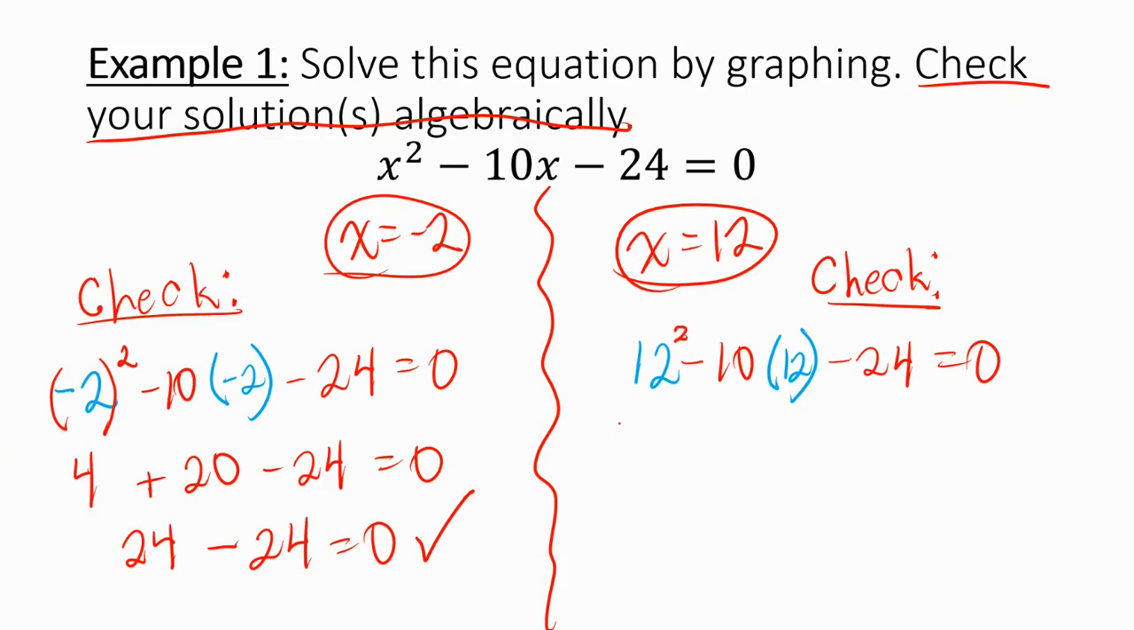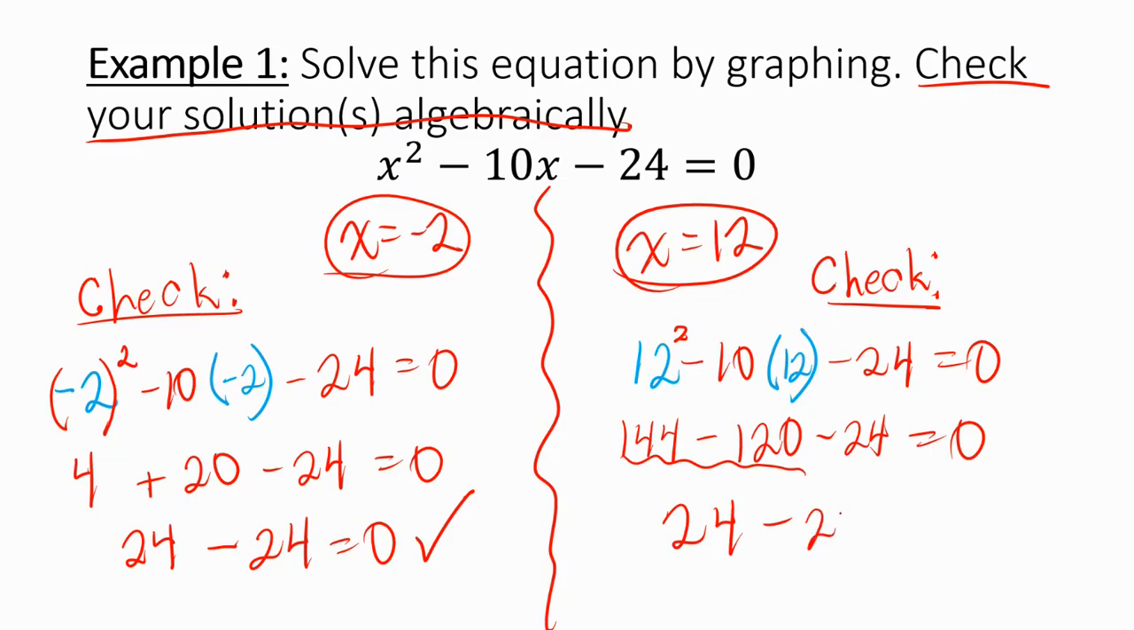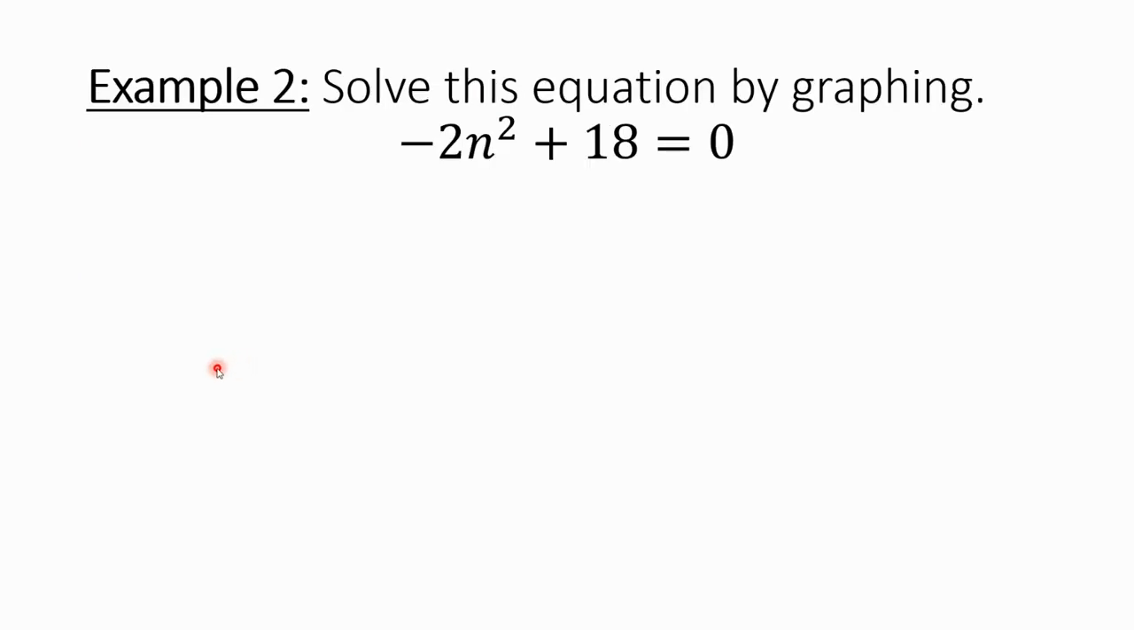Okay, 12 squared is 144. Minus, well, 10 times 12 is 120. Minus 24. And then 144 minus 120 is 24. Minus 24. Oh, yay. 24 minus 24 is 0. So check. They're both correct. Awesome. Go ahead and try example 2 on your own.